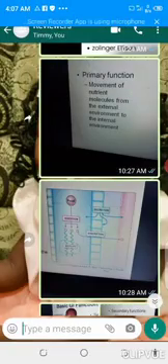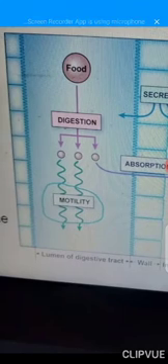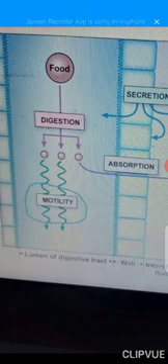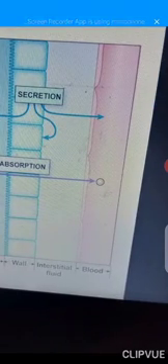All right, what's the primary function of the GIT? The primary function of the GIT is actually to move nutrients from the external environment into the body. Which nutrients are we talking about? The nutrients from the food that we consume. When we consume food, the food is digested, then absorbed. The absorbed food in the blood will be carried by the blood to various parts of the body where it will be used. That's actually the primary function of the GIT.